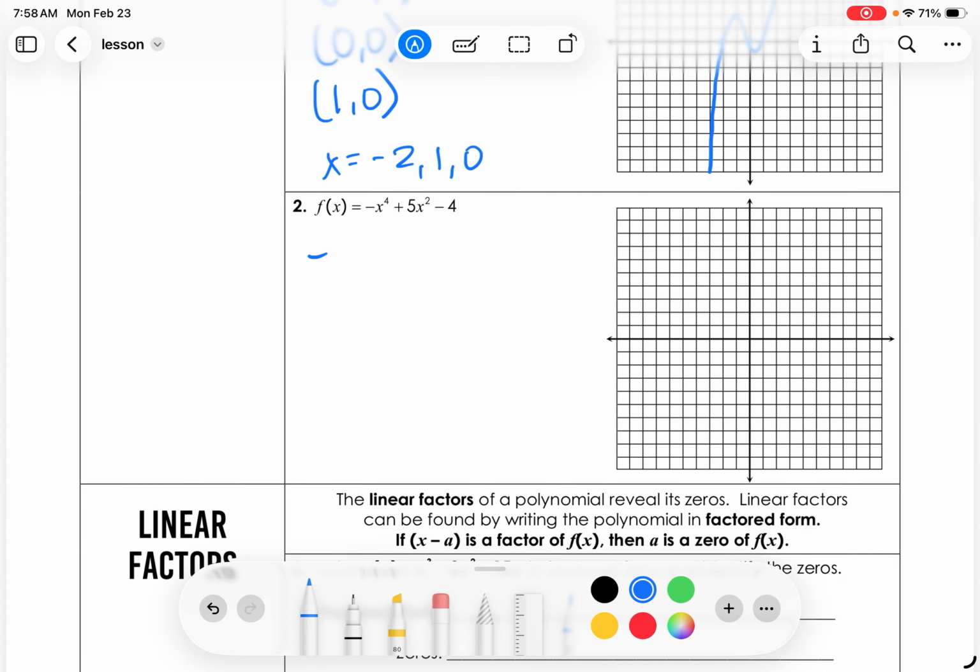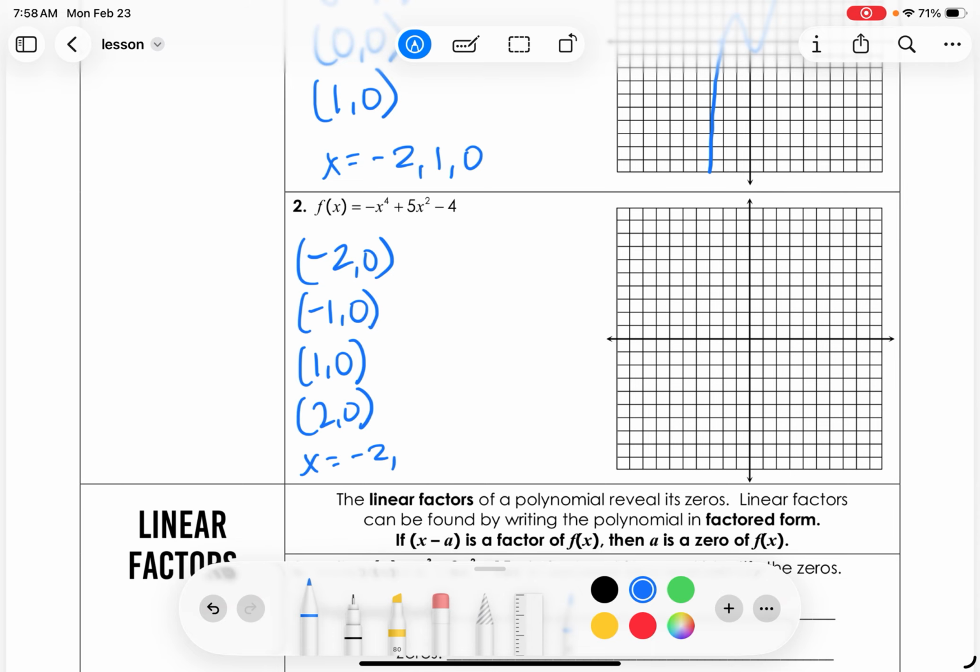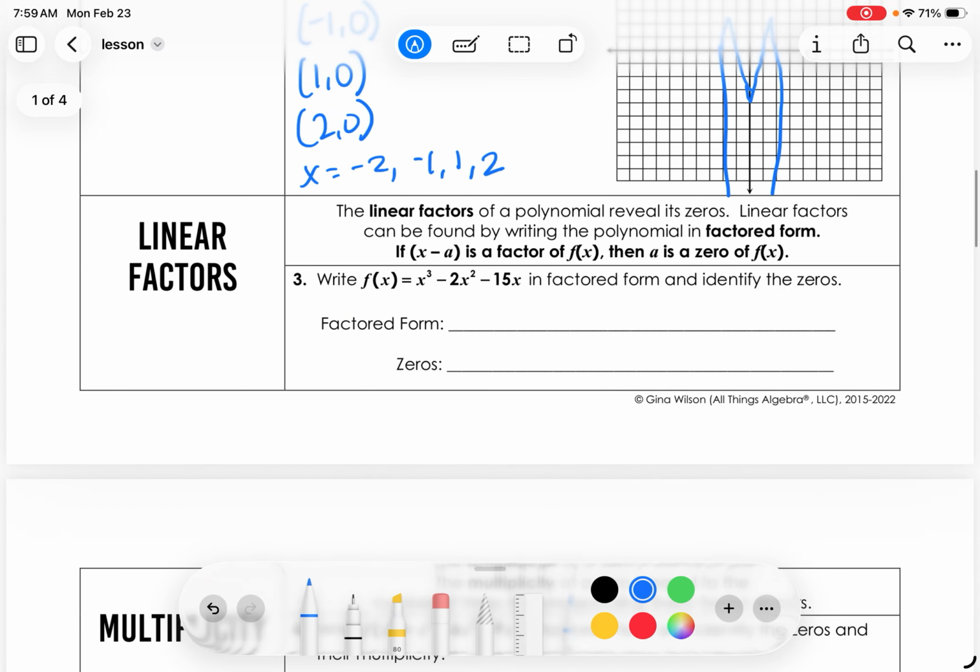So again, our zeros are at -2, 0, -1, 0, 1, 0, and 2, 0. And we can graph them. I think it'll drop down hardly enough there. Again, not perfect, but decent. That's somewhat what that graph looks like.